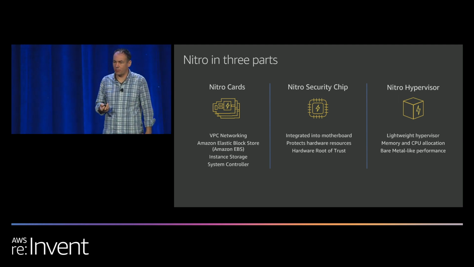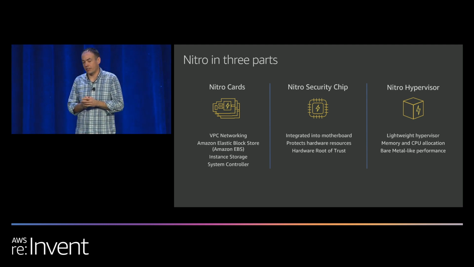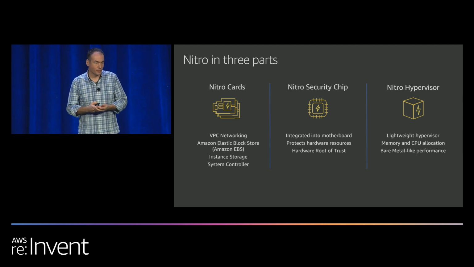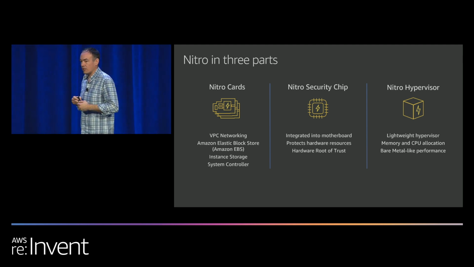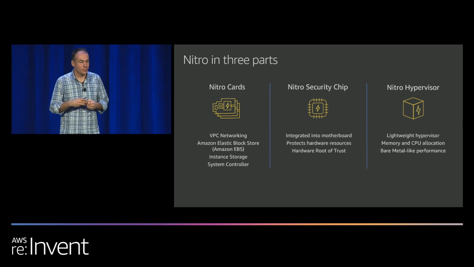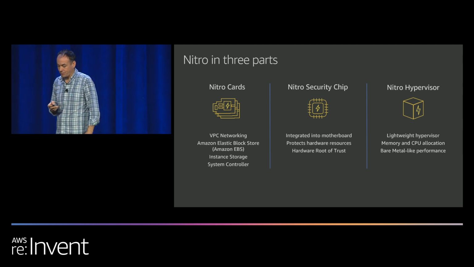And so the Nitro system really boils down to three parts. We'll start in the center, and that's the Nitro security chip. And so this gives us a hardware root of trust. Lets us know that the hardware is what we expect it is, increasing the security of our platform. Also allows us to offer bare metal instances. And now I'm not going to go into a super deep dive on Nitro today. There are other sessions for that, and I highly encourage you to attend them if you want to geek out about some of the stuff.